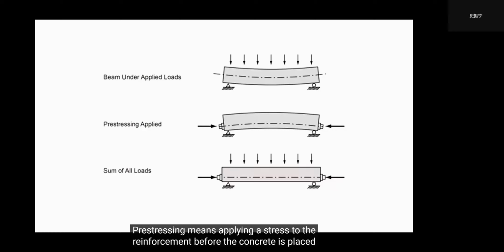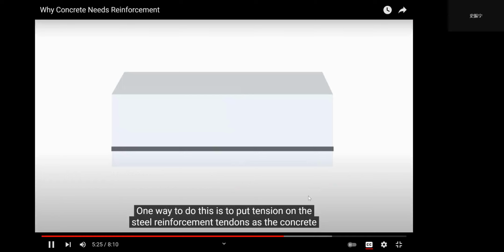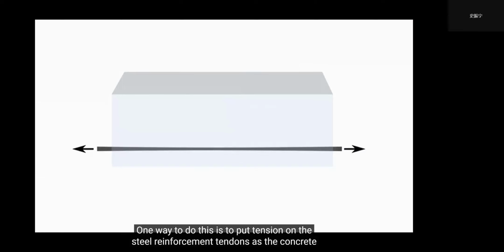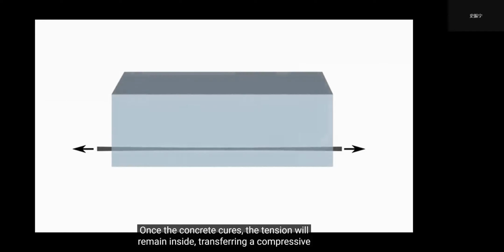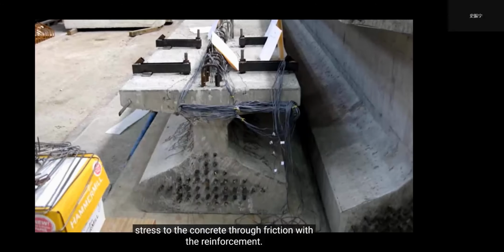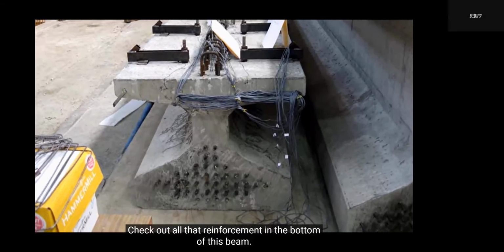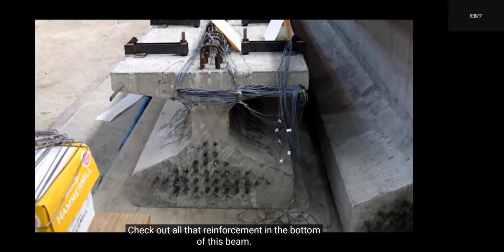Pre-stressing means applying a stress to the reinforcement before the concrete is placed into service. One way to do this is to put tension on the steel reinforcement tendons as the concrete is cast. Once the concrete cures, the tension will remain inside, transferring the compressive stress to the concrete through friction with the reinforcement. Most concrete bridge beams are pre-stressed in this way. Check out all that reinforcement at the bottom of this beam.